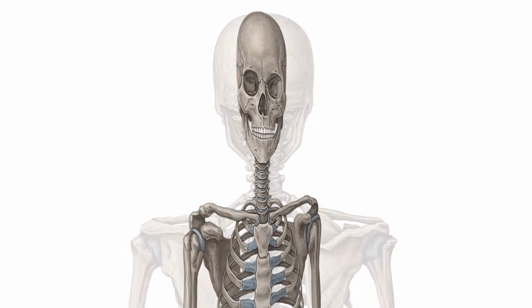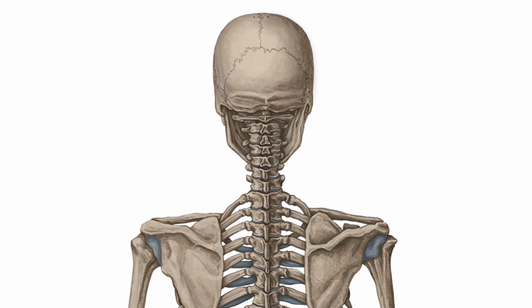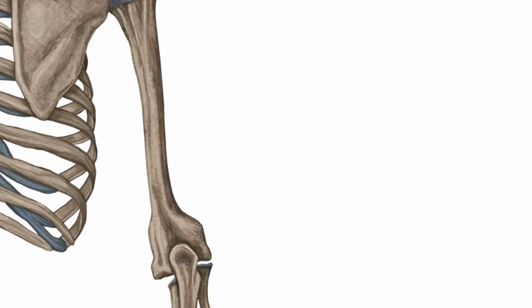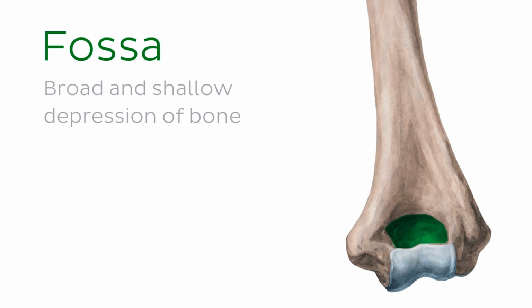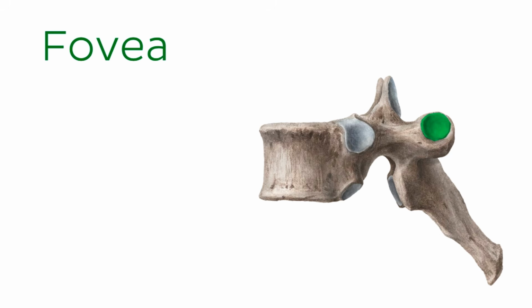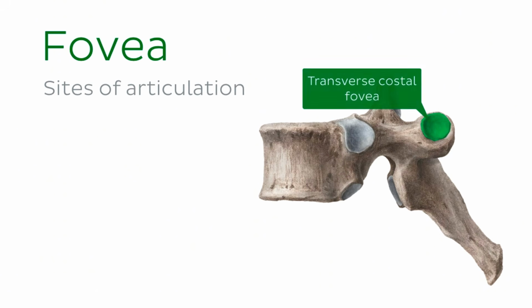Turning things around, let's now quickly review some of the more common types of depressions, which define the surface anatomy of many bones. And without doubt, the most common of these terms is the fossa, which can be characterized as a broad and generally shallow depression of bone. Let's use the olecranon fossa of the humerus as an example here. Slightly smaller than a fossa is what's known as a fovea, such as the transverse costal fovea of the thoracic vertebrae. These often are sites of articulation with other bone.